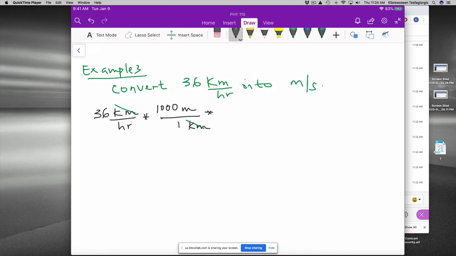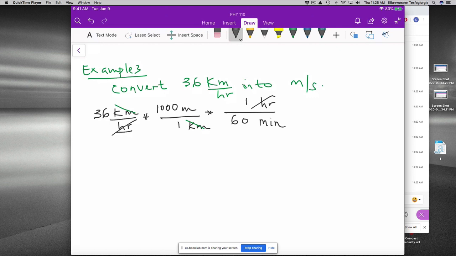Since the hour is down here as a denominator, then something that will eliminate it has to come up here in the numerator. Let's say you don't remember how many seconds you have in 1 hour, but you know by heart that in every hour you have 60 minutes, right? So this will take care of the hour part.